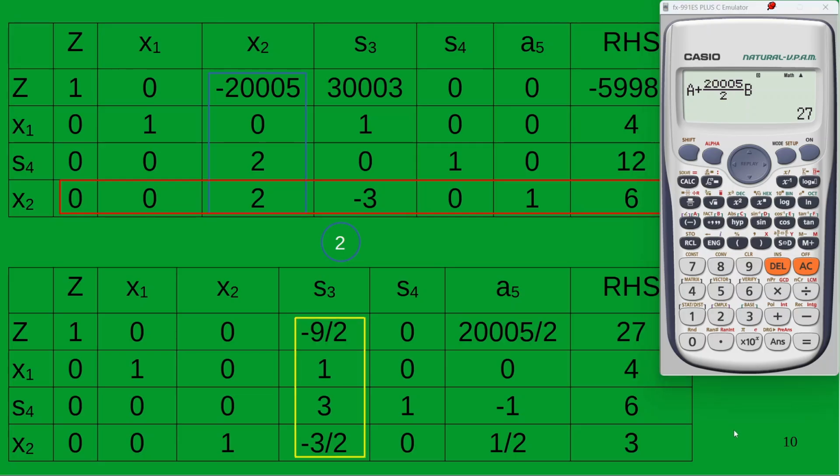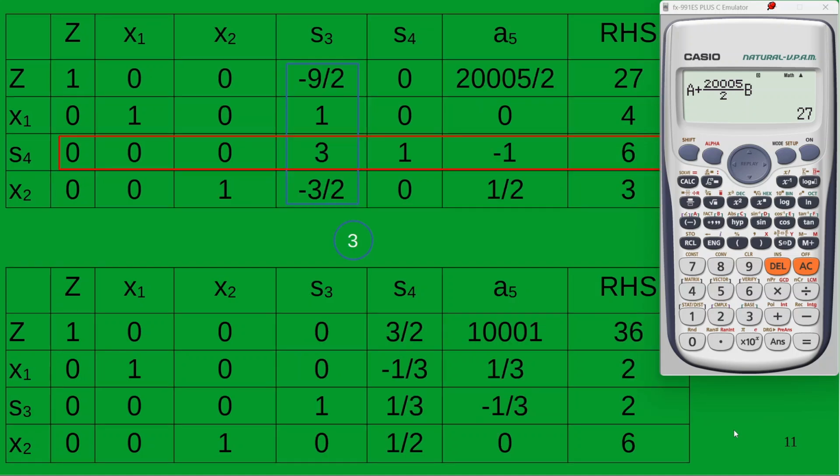Now similarly, you select the column for the further iteration, then the row, and the third iteration is there. Now the third iteration is at the bottom of the slide. Now that's the final iteration because you do not find any negative entries along the Z. So that's your final answer. So now the answer for Z is, of course, 36.